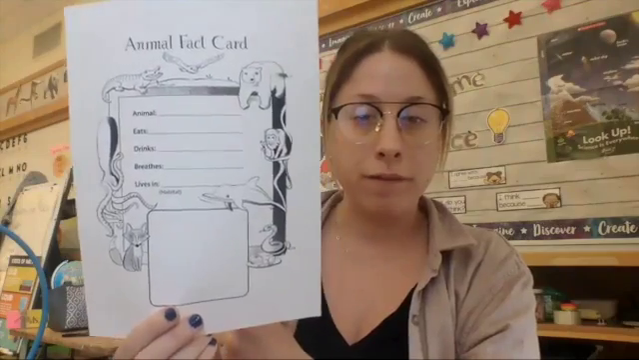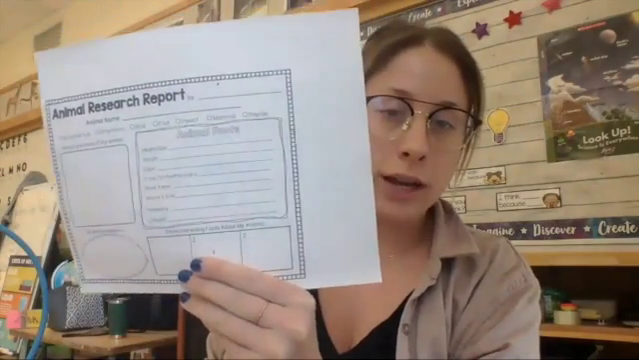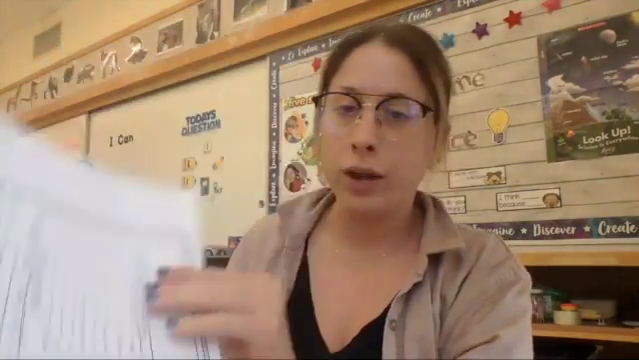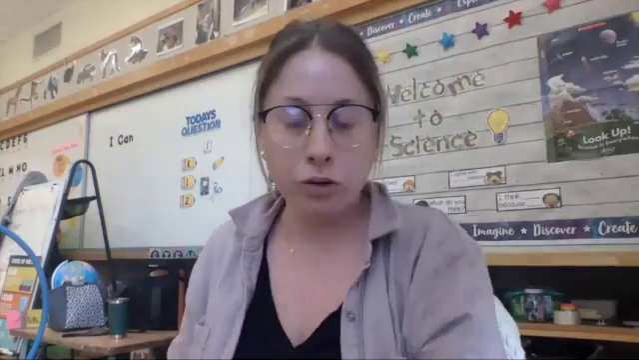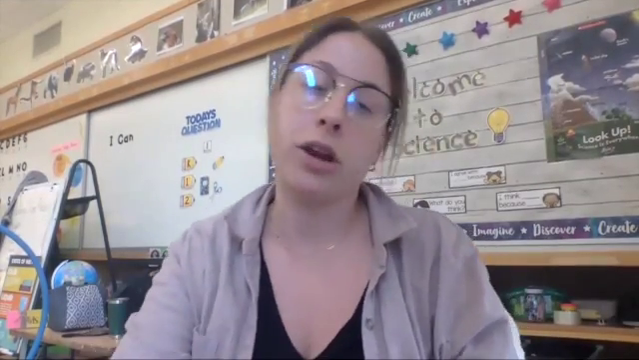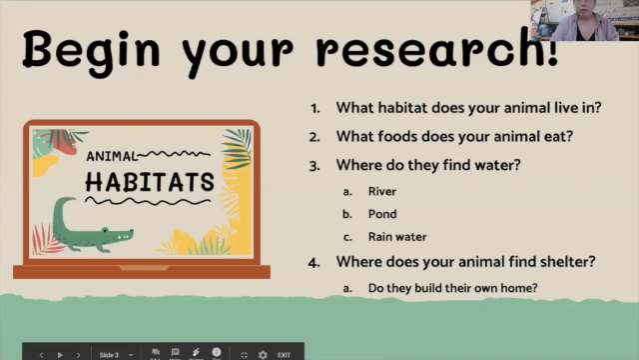There's one called the Animal Fact Card, and the other one is called Animal Research Report. So either paper. One is going to require a little bit more research than the other. So you decide which worksheet you want to record your information on. Grab a pencil so that you can start to write that information down. And then you'll start to notice in the following slides that it is time to begin your research.